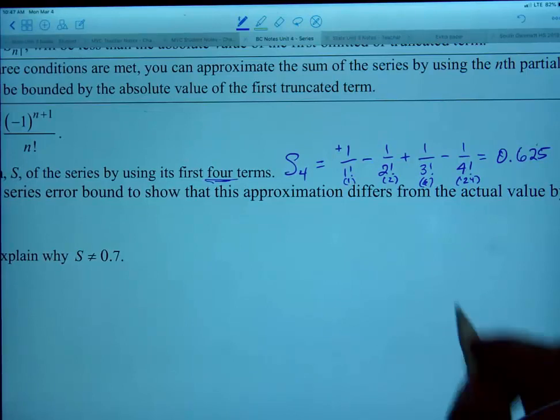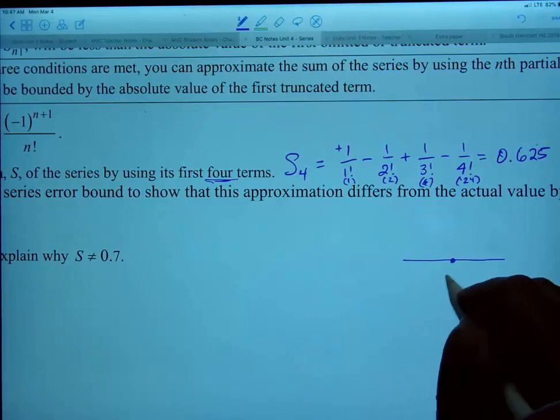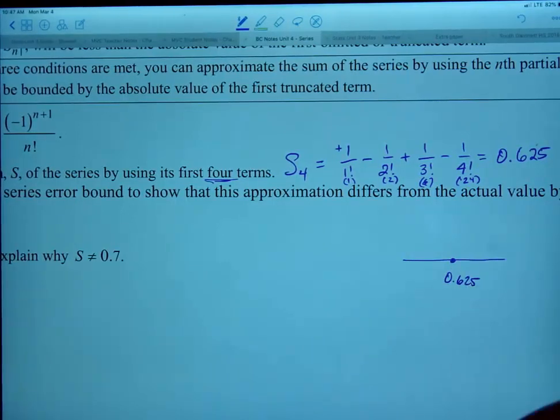Now, let's pretend like this dot here is 0.625. That dot represents the estimate of the sum of all of the terms of this series. Now this is one of the series that we can't find the exact sum of. Do you remember what the 2 kinds of series are that we can find the sum of? Geometric and telescoping. Very good.